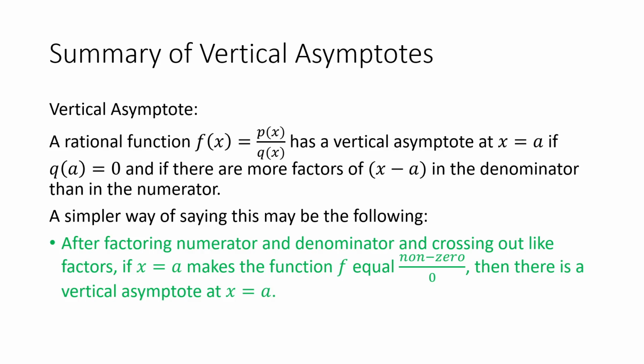So to summarize vertical asymptotes in green, we can say after factoring the numerator and denominator and crossing out like factors, x equals a makes the function f equal non-zero over 0. So what we had was 1 over x minus 3 after simplifying. And what then happened is when we plugged in an x value of 3, we had a non-zero value over 0. And that told us that we were going to have a vertical asymptote.